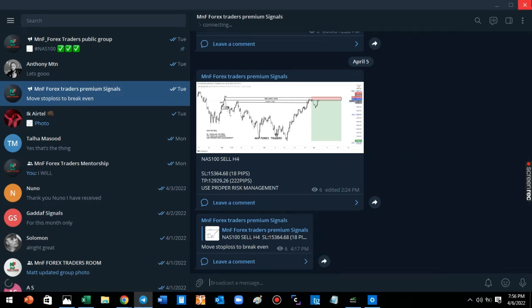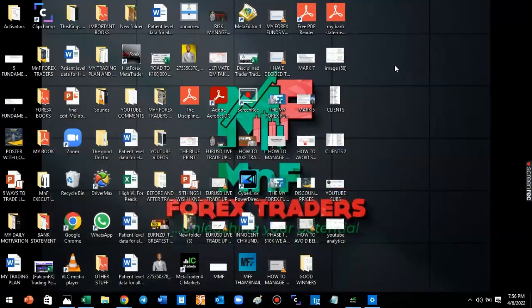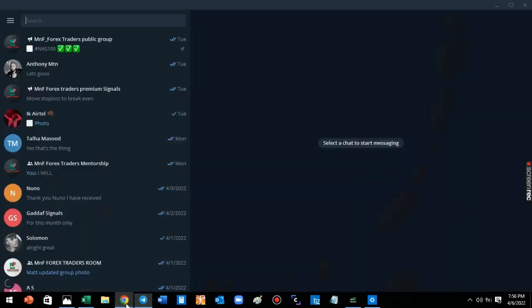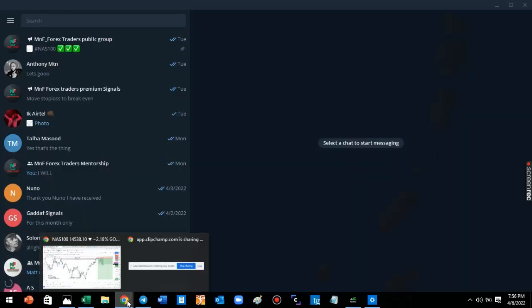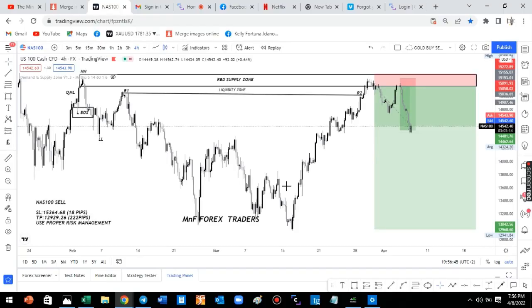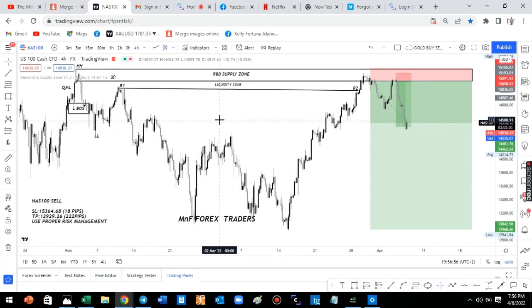Let's see, my Telegram is not active. Let me close it and open it again. I want to show you something right here. Let me open the setup again. So this was actually a very beautiful setup. As you can see, the market is still dropping at that level.